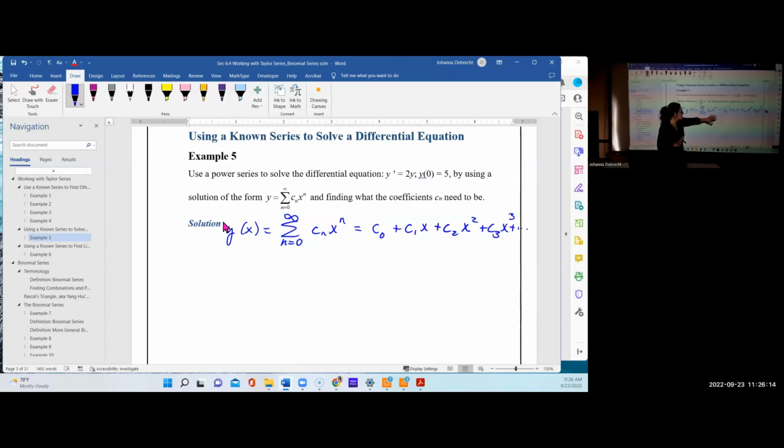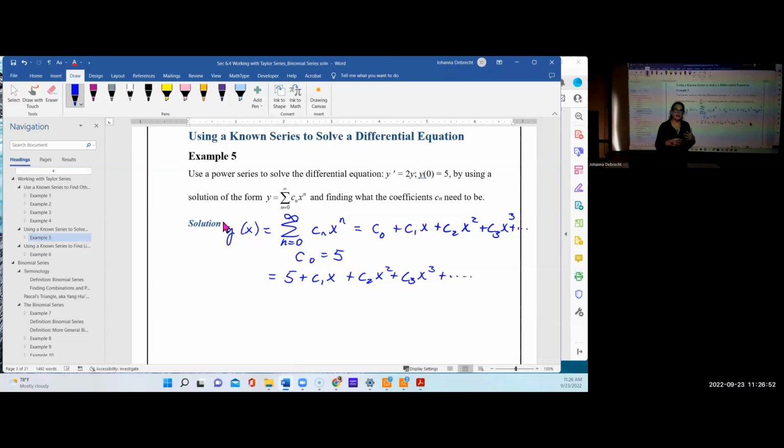I mean, this is basically my test function. Well, the first thing I can figure out is what c sub 0 is right away, because y of 0 is equal to 5. So if I were to replace x with 0, all of these terms would drop out and I would get c sub 0 equals 5. So I know that from the get-go, which means that I now have 5 plus c1x plus c2x squared plus c3x cubed plus dot dot dot.